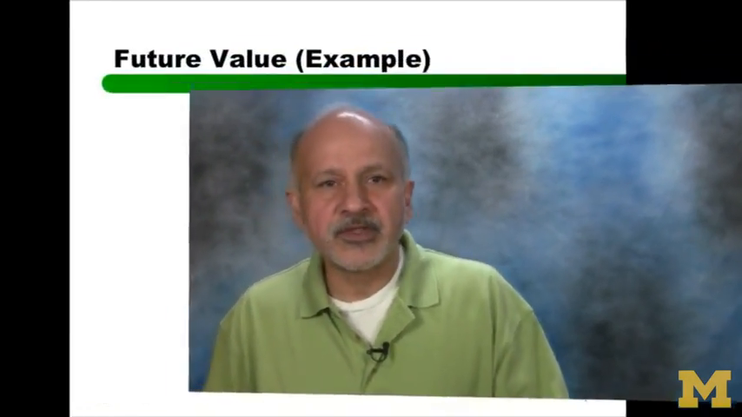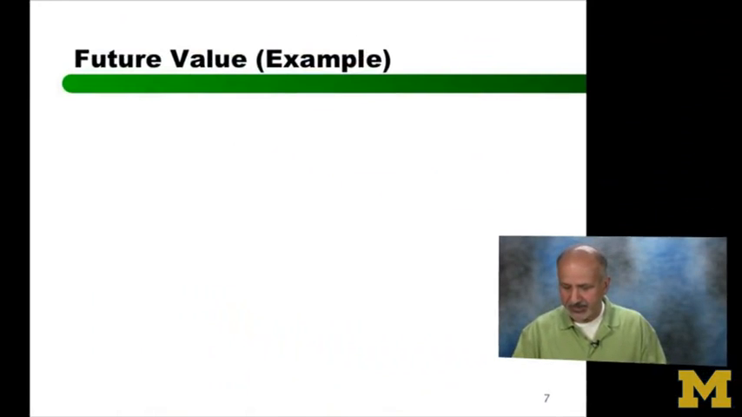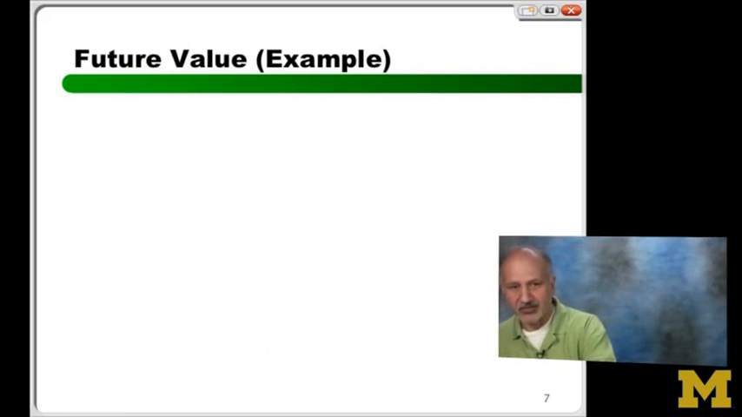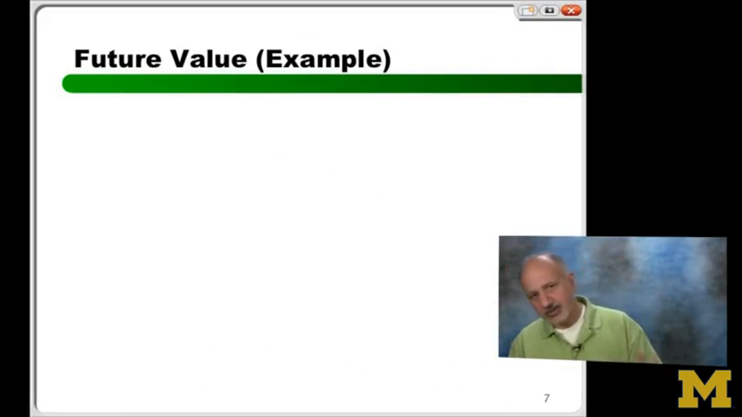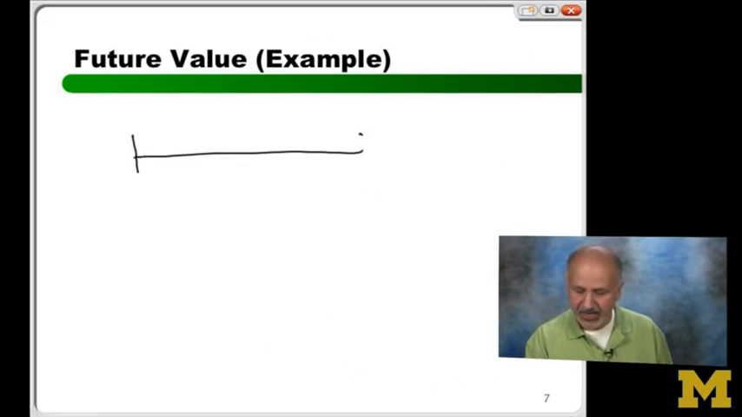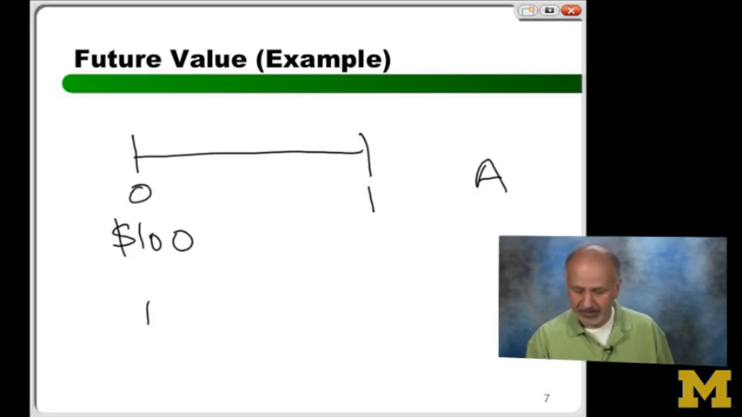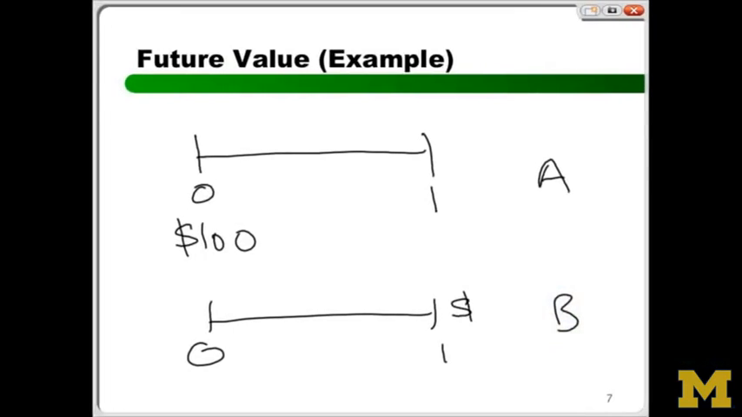So the goal here is to use the simple example to motivate something that is fundamental that we'll build on. So this is a future value problem and an example. So what I'm going to do is try to work with you. So try to think through this. So A was $100 now. This is A. And B was $100 in the future.